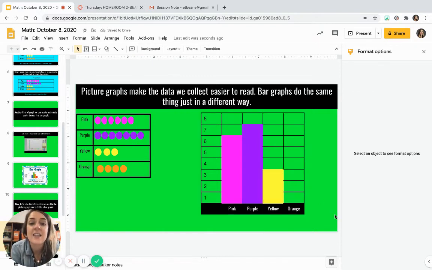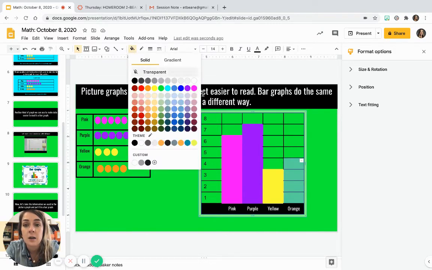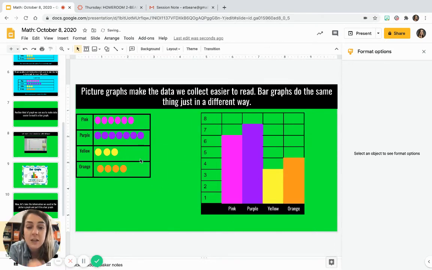All right. And then last but not least, I need to show how many people chose orange as their favorite color. So I'm looking back on my picture graph. 1, 2, 3, 4 people chose orange. So 4. Orange. There we go. So that would be a way, same information, just a different way to show it. It's not any different. This picture graph shows 6 people chose pink. This bar graph shows 6 people chose pink.